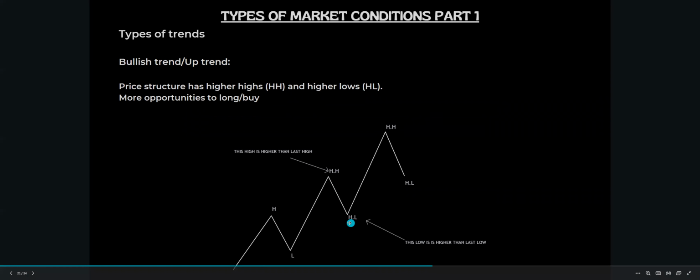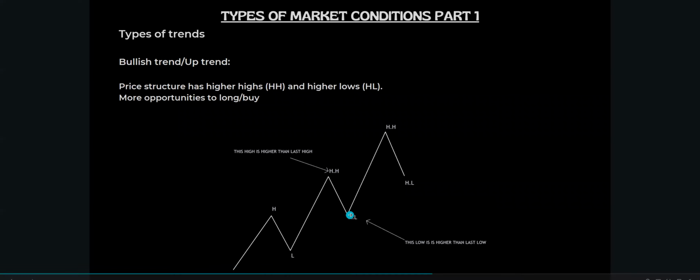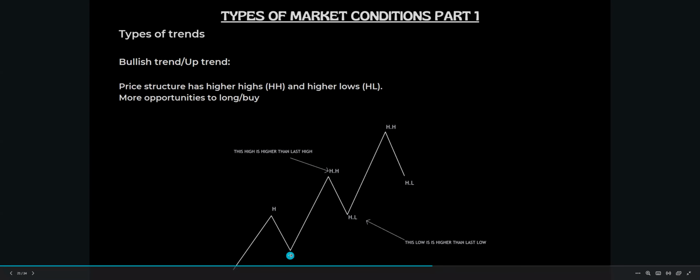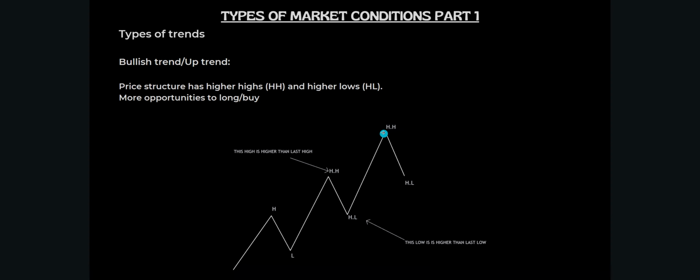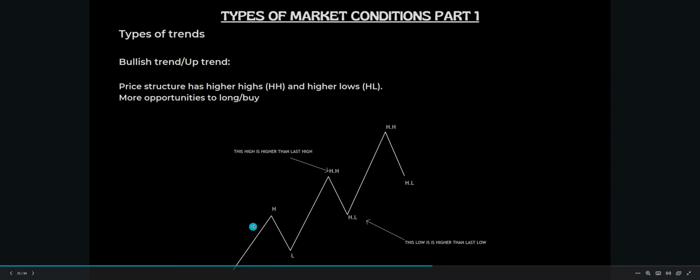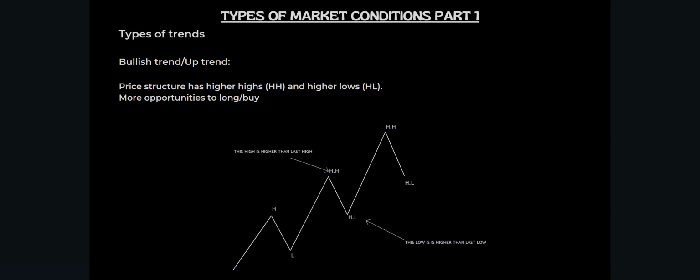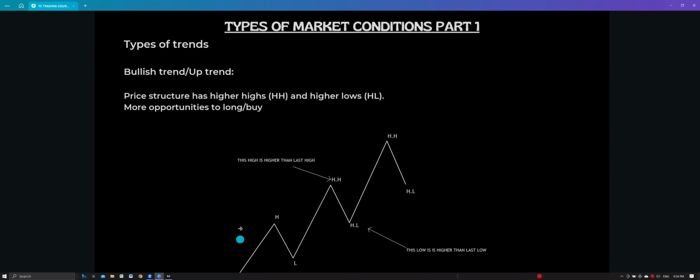And then if you see this one, this is a higher low. Why is this a higher low? Because this low is higher than the previous low, right? And again, you see another higher high, which is higher than the previous high, and a new higher low, which is higher than the last higher low, right? So this shows you that the market is trending upwards, creating new higher highs and new higher lows, right? That's a simple bullish pattern. Let me show you an example.